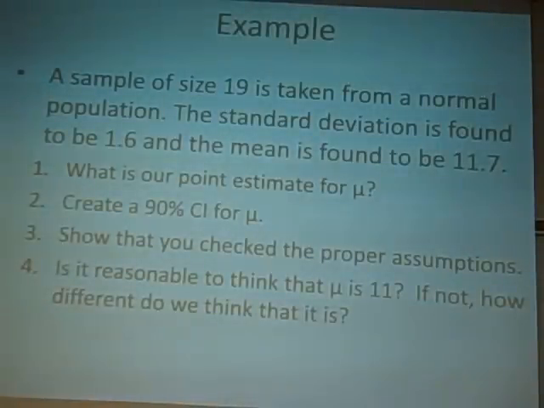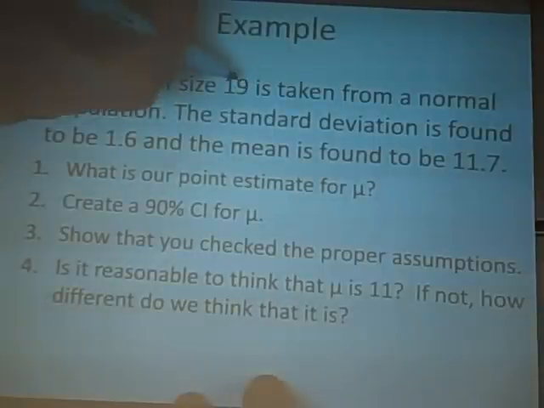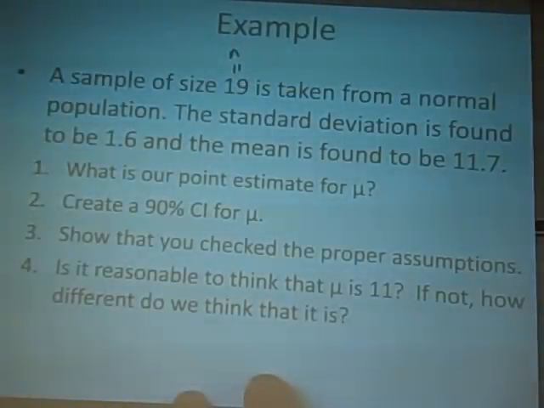A sample of size 19 is taken. So what does that mean the 19 is? N. That is N. That's usually the easiest to get. So would it be 18 then? No. N is still 19. The degrees of freedom and the sample size are two different things. So N is still 19, but your degrees of freedom would be 18.